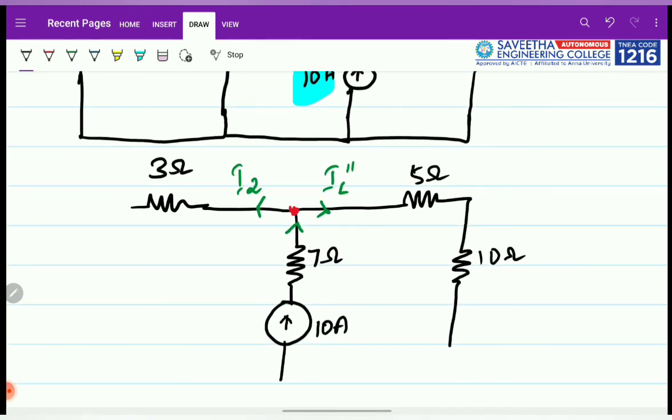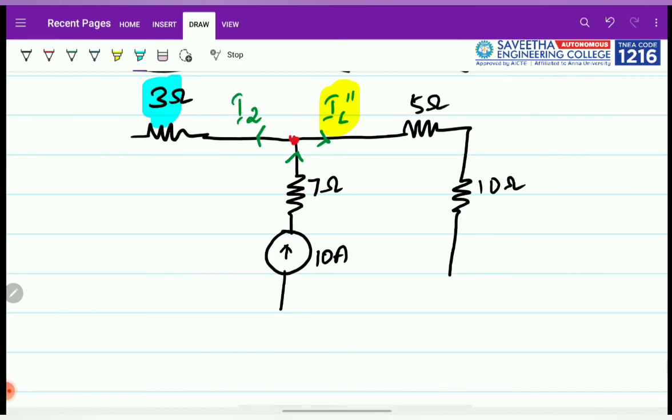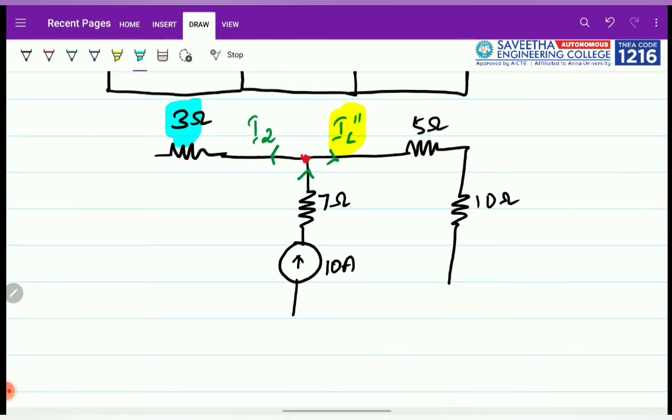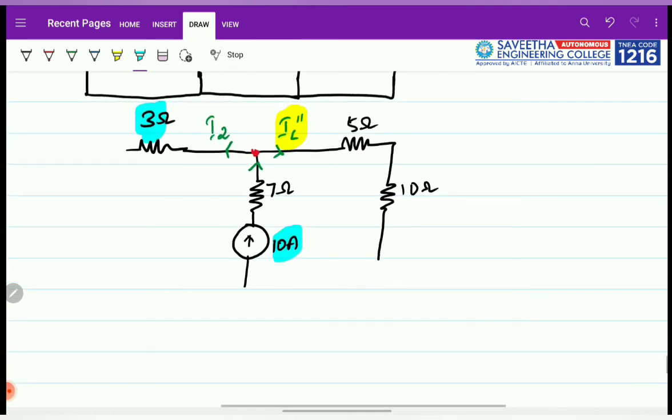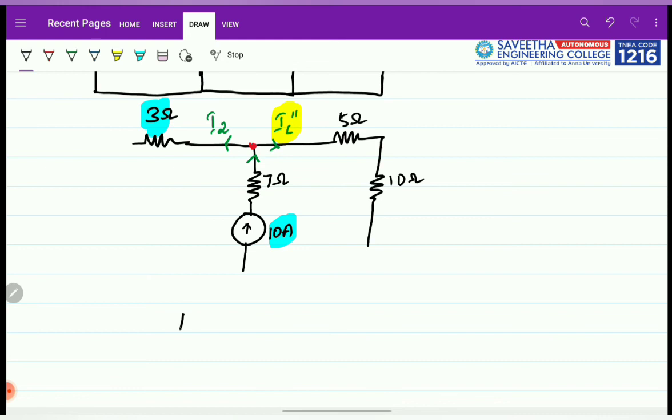Now by the current division rule, in order to find the value of IL double dash, it is nothing but the opposite resistance divided by the sum of the resistances. So here the opposite resistance is the 3 ohm resistance. It is very simple, and the main current which is splitting is the 10 amperes. So we have no bigger calculation here. We can directly write it. IL double dash is equal to the opposite resistance, 3 ohm, divided by the sum of the other resistances, which is nothing but the 5 ohm and the 10 ohm. So it comes to 15 ohms.